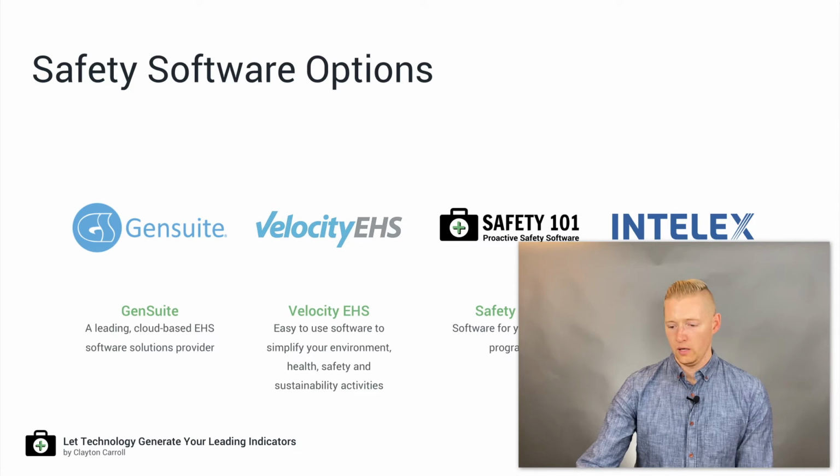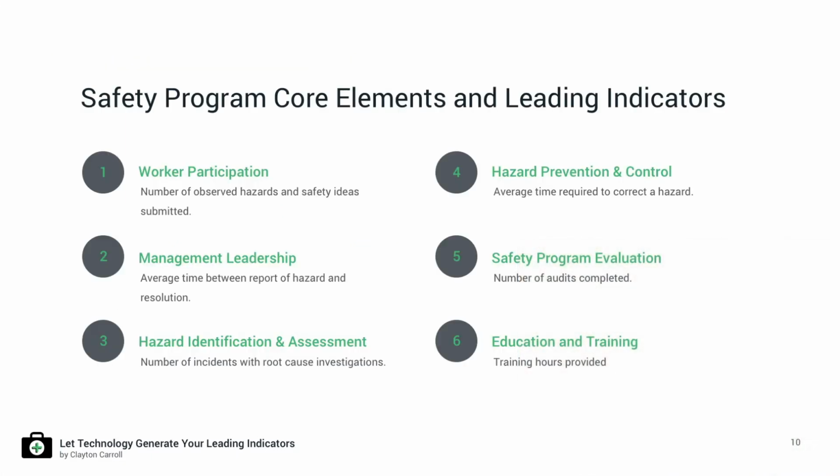Before we get into showing you the system here, I just wanted to go through some safety program core elements related to leading indicators. These 6 things here are OSHA's 6 recommended elements of a safety program. The first is worker participation. A leading indicator would be the number of observed hazards, safety ideas, near misses, whatever, submitted. The second would be management leadership. That would be the average time between the report of a hazard and its resolution. So how quickly are people responding to these employee submissions?